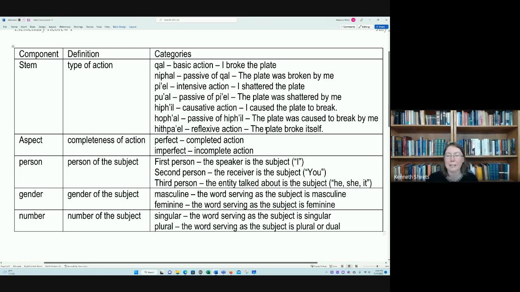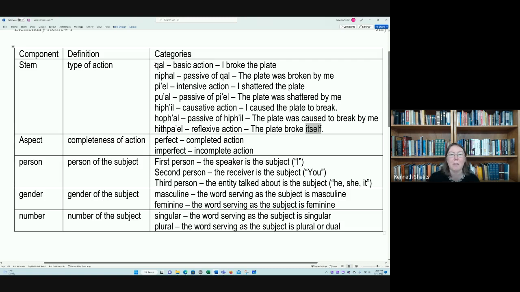Where you can see in this instance, we still have that same idea of breakage, but the plate is doing the action to itself. And so that would be the idea of the Hithpael. So these are the different stems then.